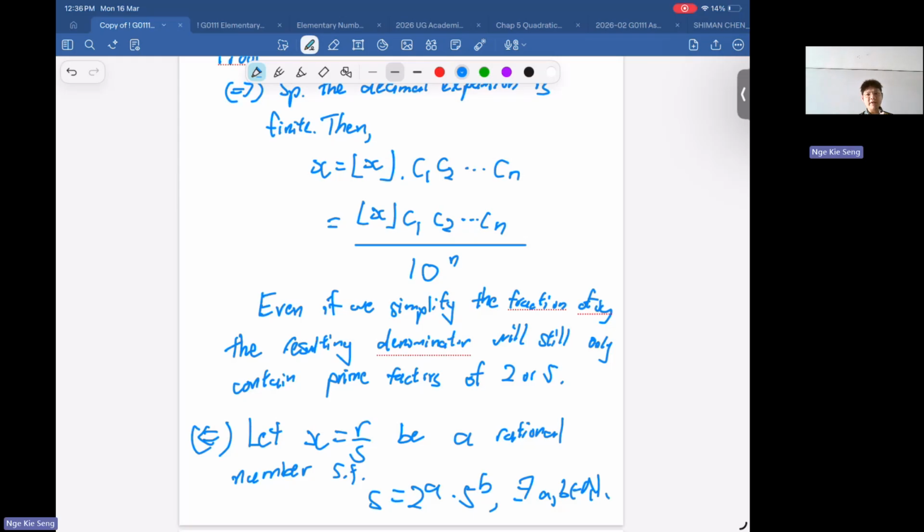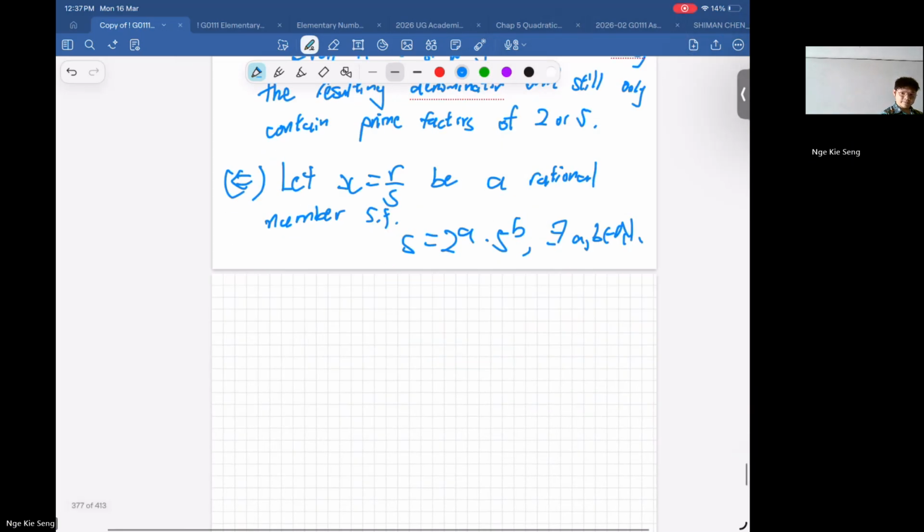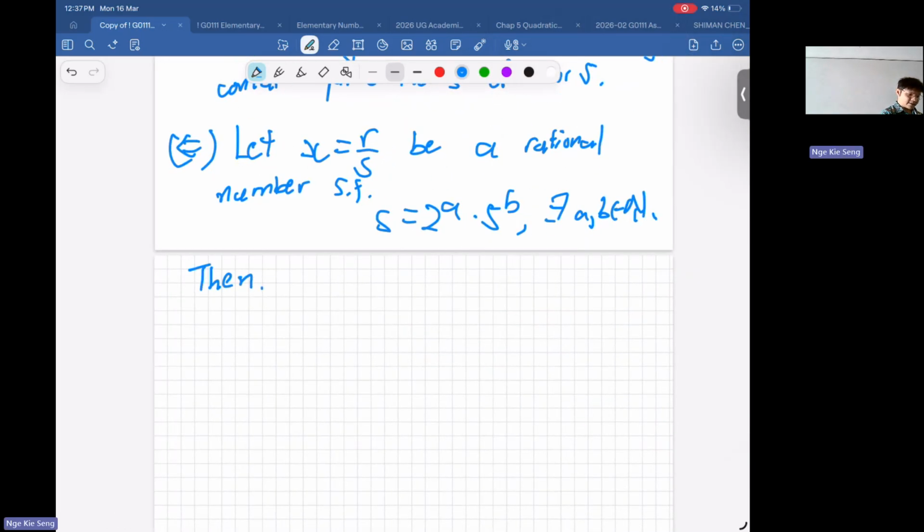Okay. So how to prove that some decimal expansion is finite? Well, to look for a decimal expansion, we want to write it as a sum of ci over the power of 10, like that. So that's what we wanted to do. So how do we do that? Well, then what's our x? Our x is equal to r over 2 to the a times 5 to the b. But then how do we write it as a power of 10?